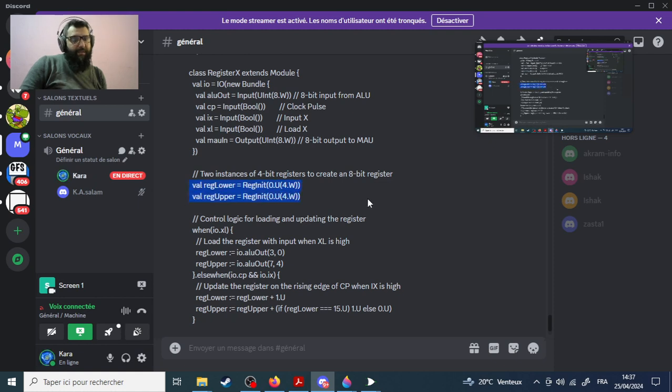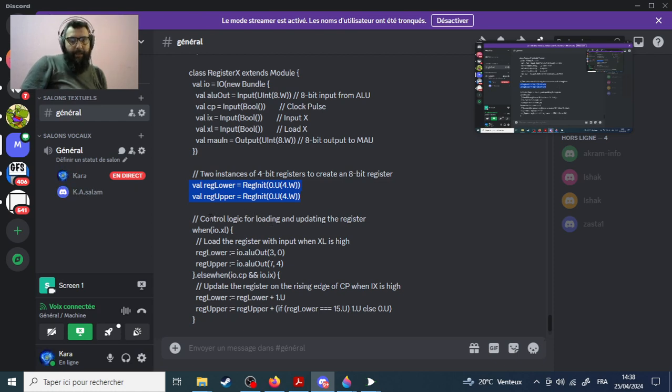You just need one register to take the 8-bit. You don't need two. You don't need to follow exactly our circuit configuration. We used two because it was a constraint; we didn't have a circuit with 8 bits. That was the initial problem.